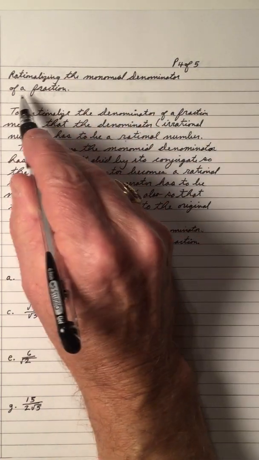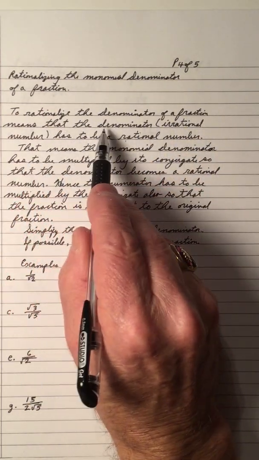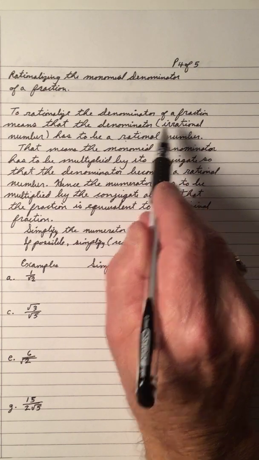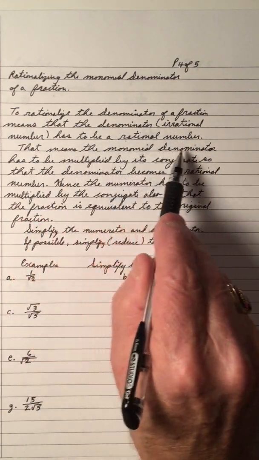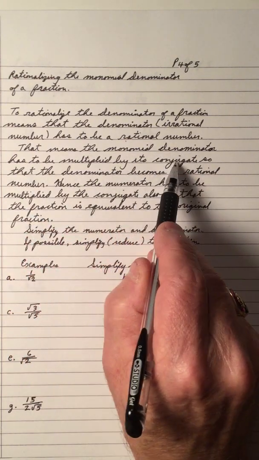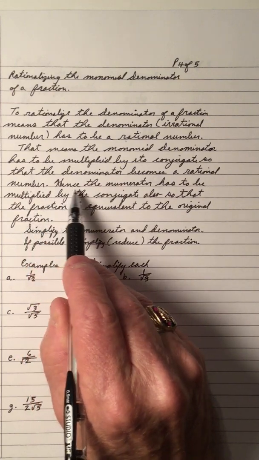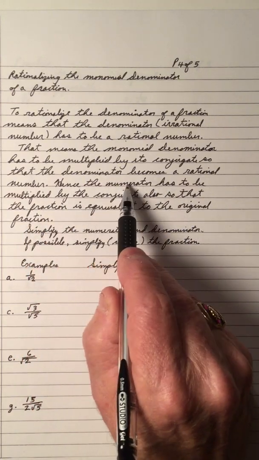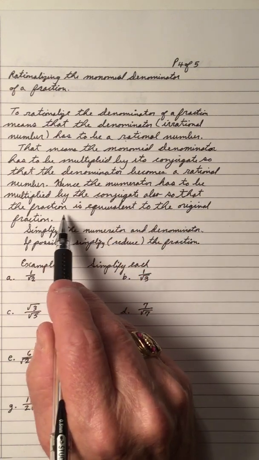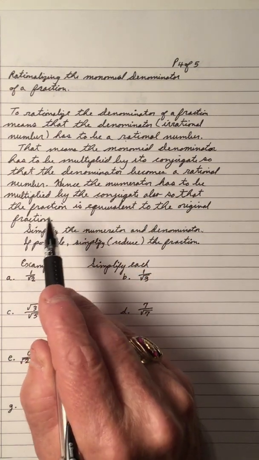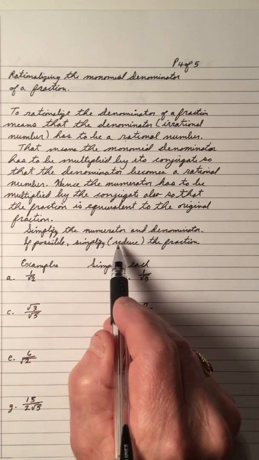Rationalizing the monomial denominator of a fraction. To rationalize the denominator of a fraction means that the denominator, which is an irrational number, has to be a rational number. That means that the monomial denominator has to be multiplied by its conjugate so that the denominator becomes a rational number. Hence the numerator has to be multiplied by the conjugate also so that the fraction is equivalent to the original. And then we can simplify the numerator and denominator, and if possible, reduce.